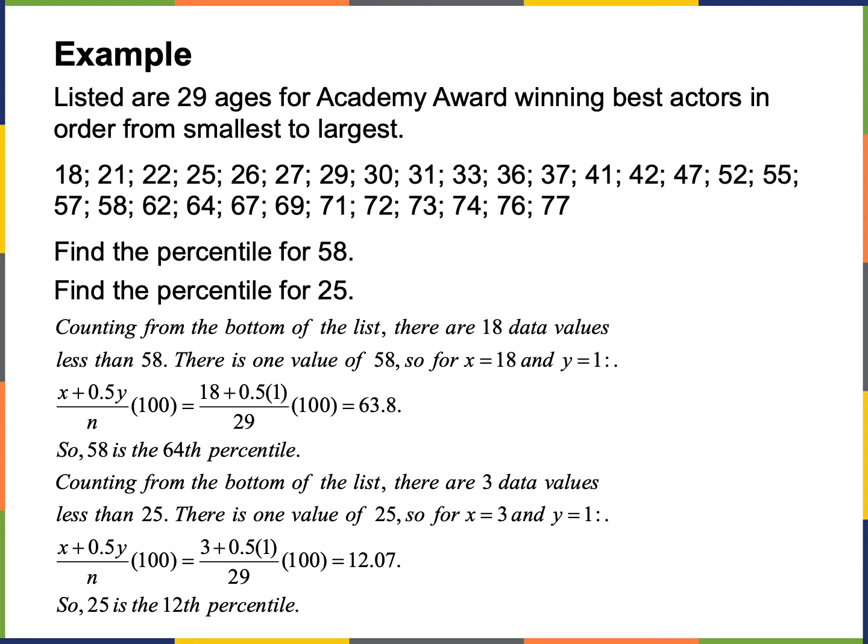So 3 plus 0.5 times 1 all over N, which is 29. We put that in the calculator and multiply it by 100, and you get 12.07, which is close to 12. So we say 25 is the 12th percentile. That means that at 25, 12% of the entire data is less than 25. All right, so let's continue.